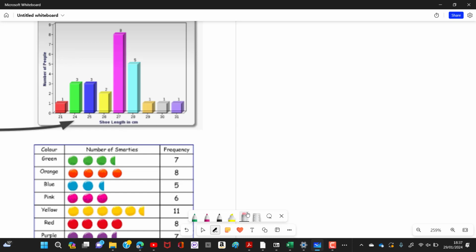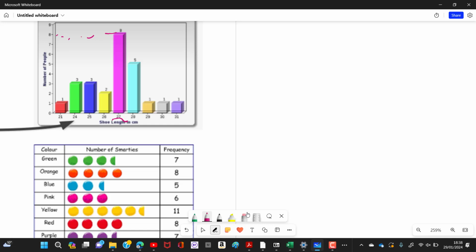So length is on the horizontal axis, the number of people on the vertical axis, and if you want to see how many kids have a shoe size length of, say, 27, you go to 27 here. You see where it meets on here, and it's 8 people, and it's as simple as that.